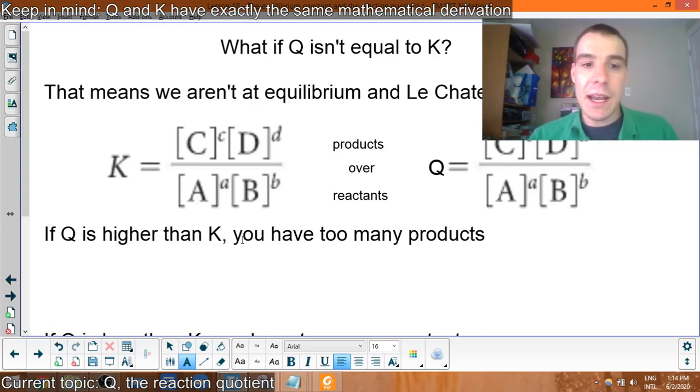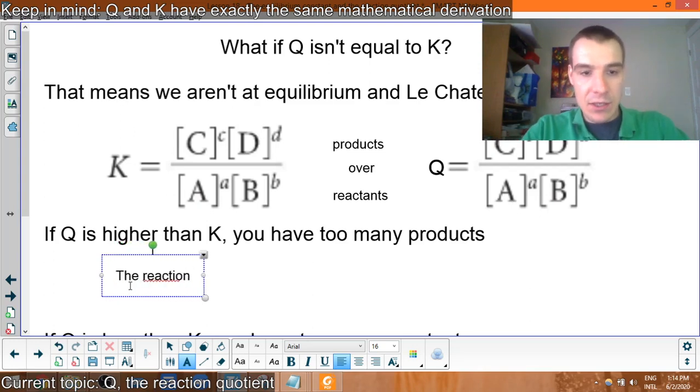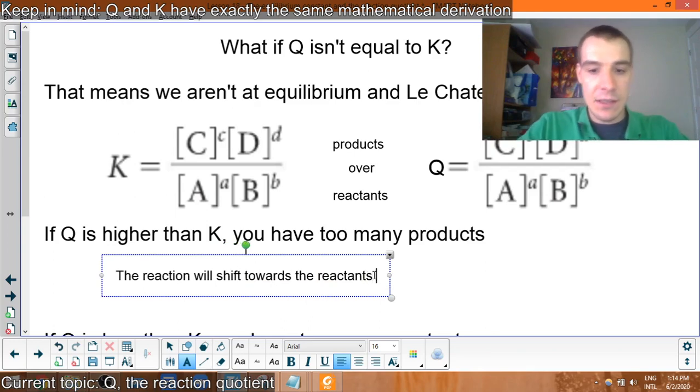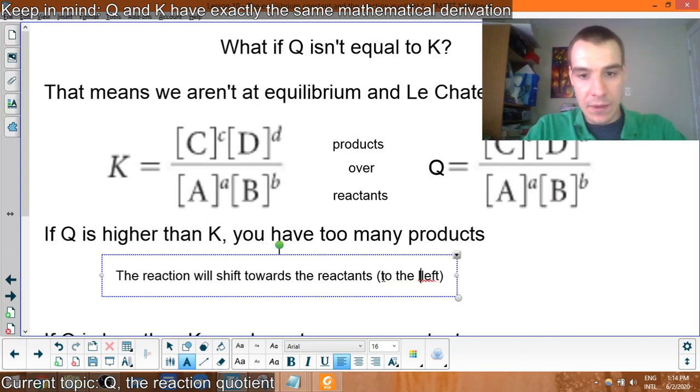Which means that if Q is higher than K, this fraction is big. It's bigger than the fraction it should be, which means it's either too much stuff up here or too little stuff down here. But anyway, the balance is too far on the product side. If you have too many products, the reaction will shift towards the reactants, right? It's going to make more reactants. It'll shift towards the reactants, and that's shifting left, to the left.